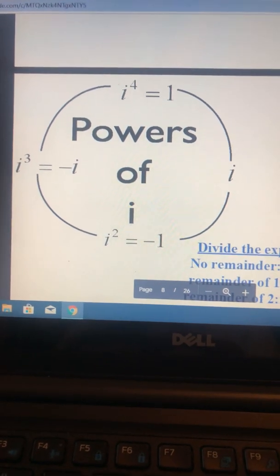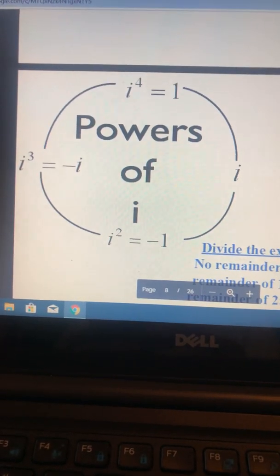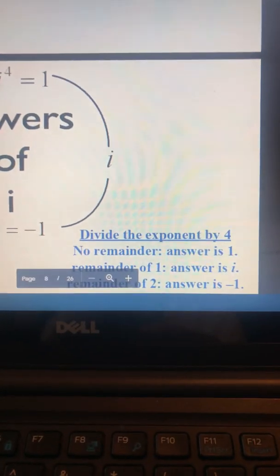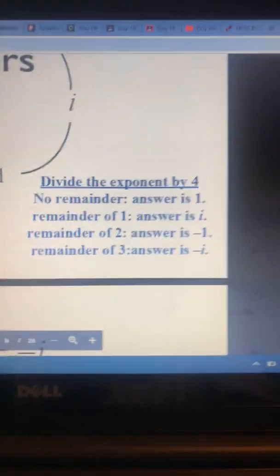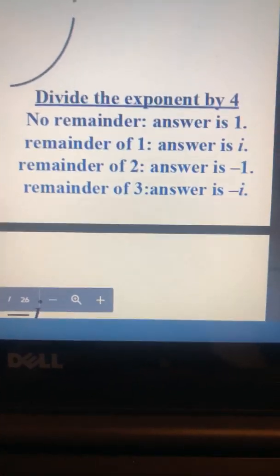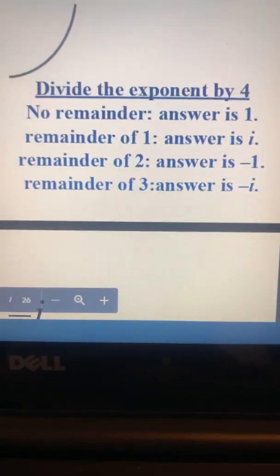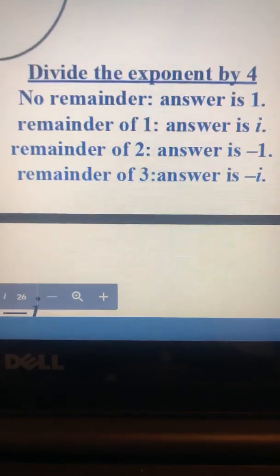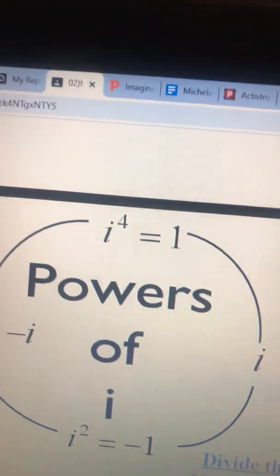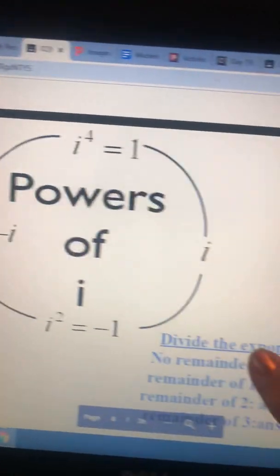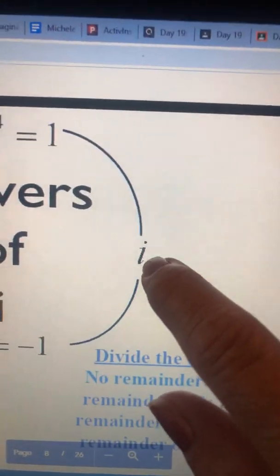So what you will do is take any power of i and divide it by 4. So let's look at how this works. It says here, if there's no remainder, then your answer is 1. If you have a remainder of 1, then your answer is i, because i to the first power, wherever it's at, is equal to just i.